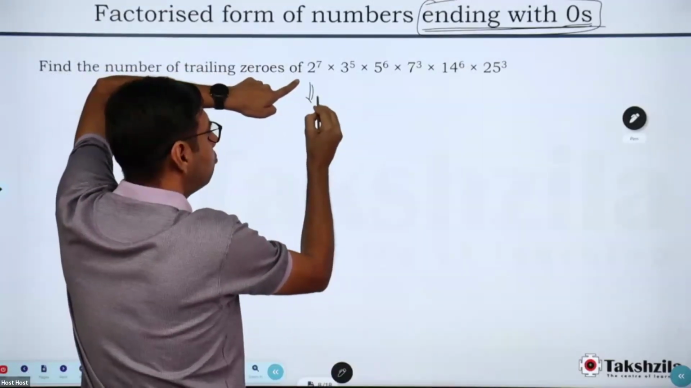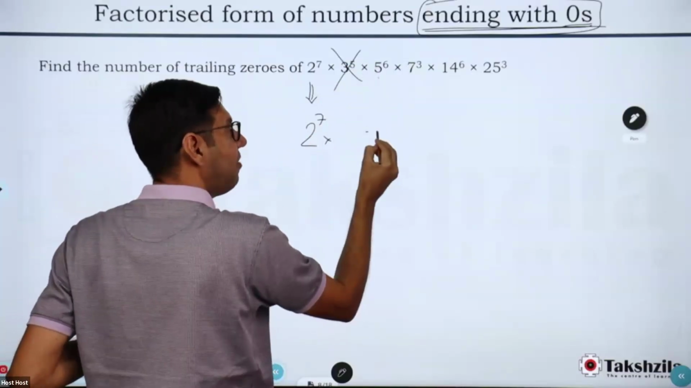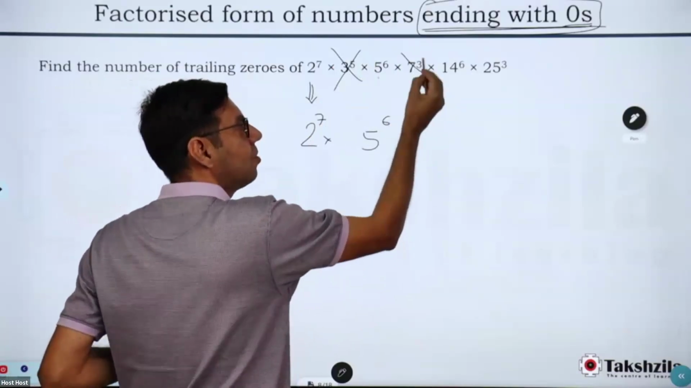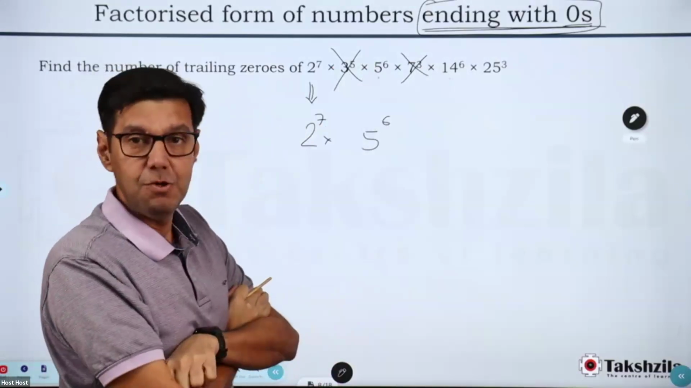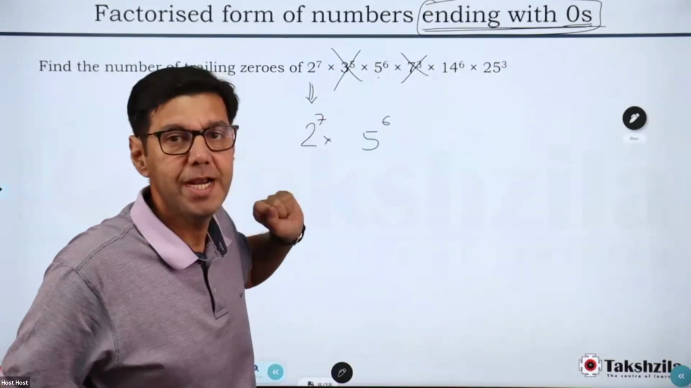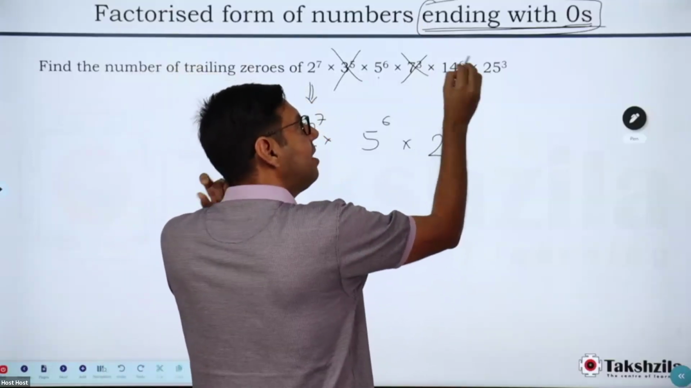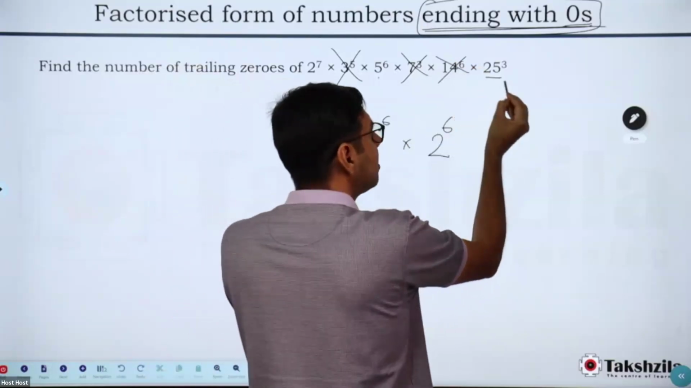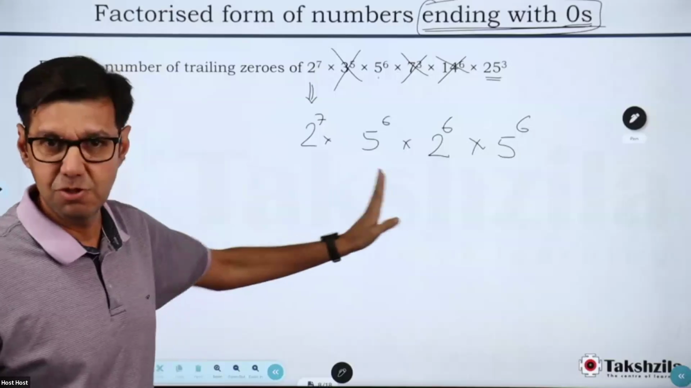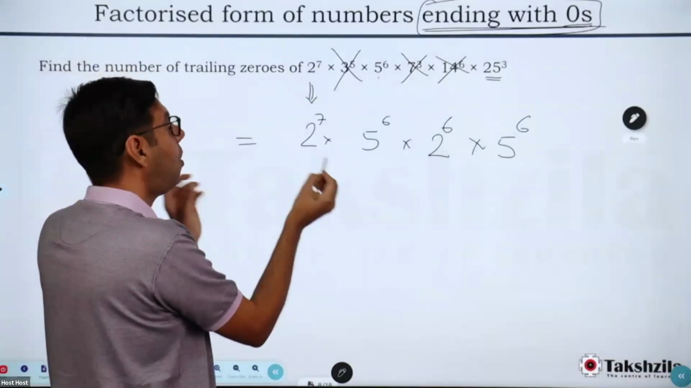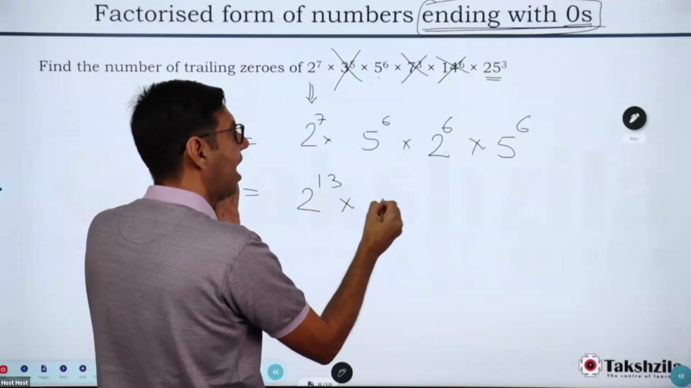So you have this 2 raised to 7. You would ignore this. You have this 5 raised to 6. Will you ignore this altogether? No, there's a 2 hidden over there. So you will take a 2 raised to 6 over there and the 7 part you will ignore. And remember, this is also 5 raised to 6. So you'll break all of them. Don't forget to collect the like primes. Okay, and 5 raised to 12.